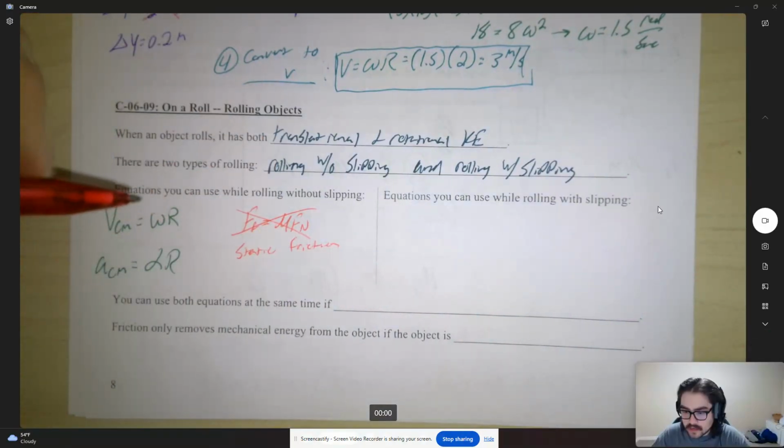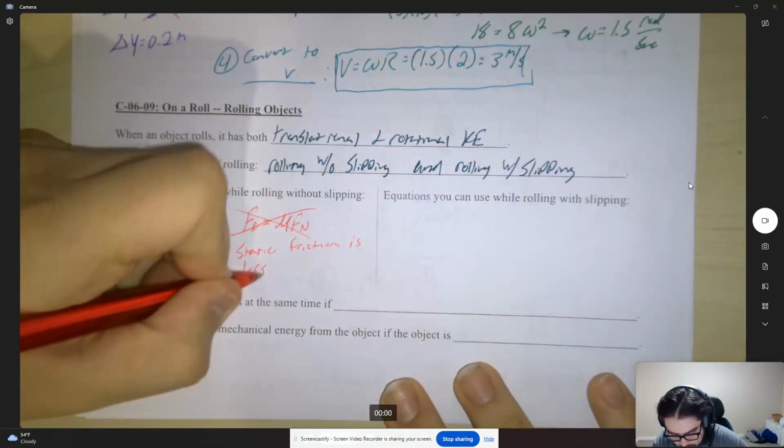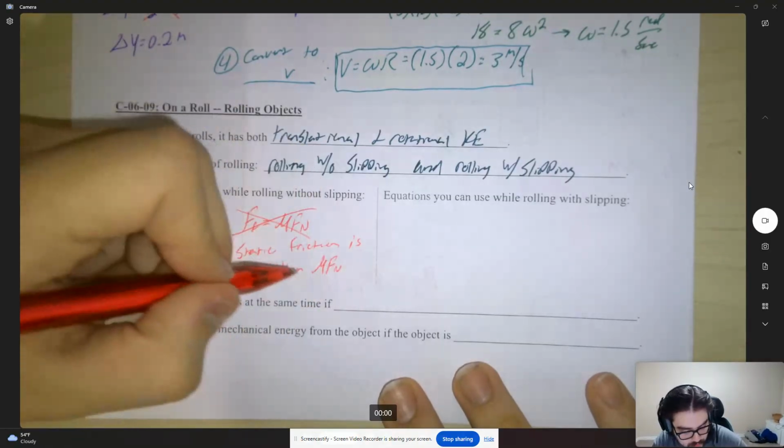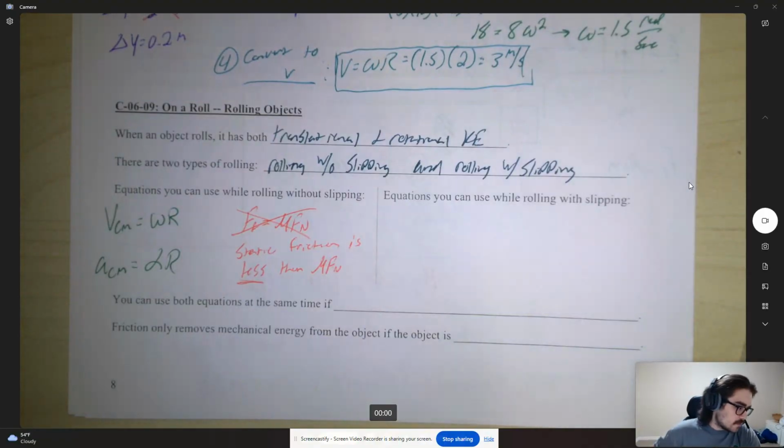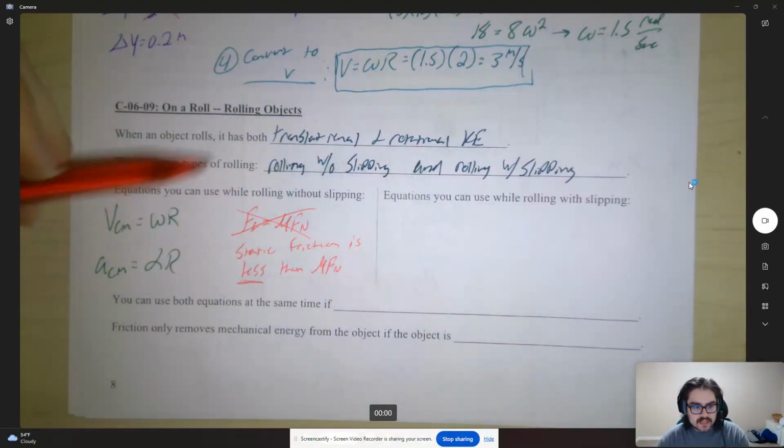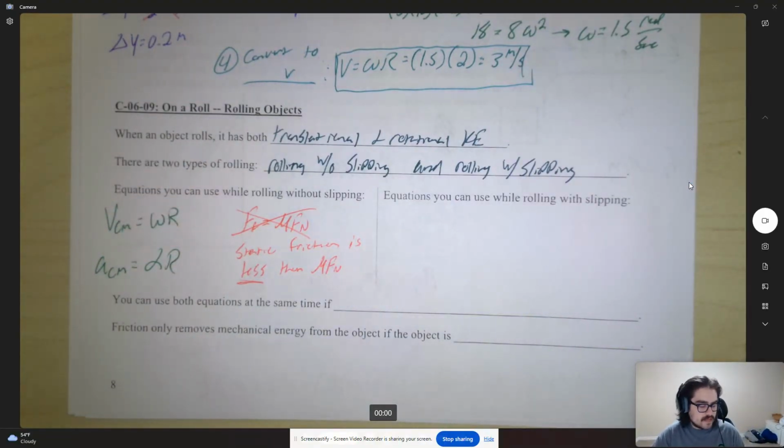Static friction has to be less than or equal to mu sub s times f sub n. The reason is that if static friction is acting, then the wheel is basically falling over, and because it's circular, that's why it's able to rotate completely.